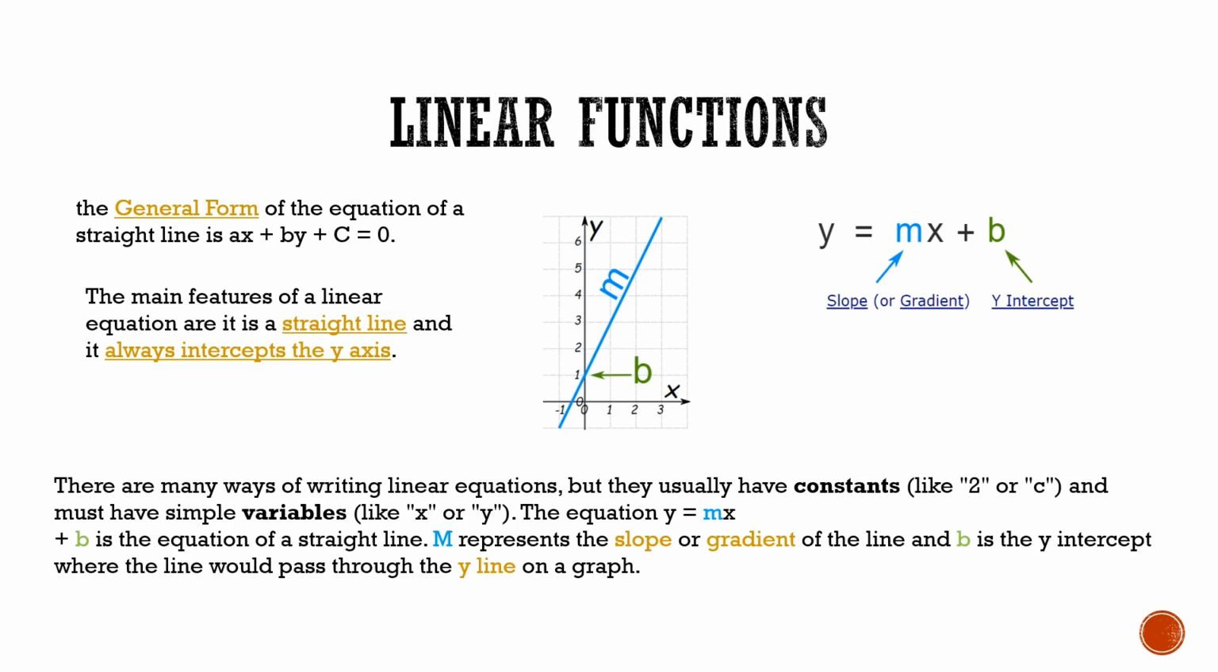The equation y = mx + b is the equation of a straight line. m represents the slope or gradient of the line and b is the y-intercept, where the line would pass through the y-axis on a graph.